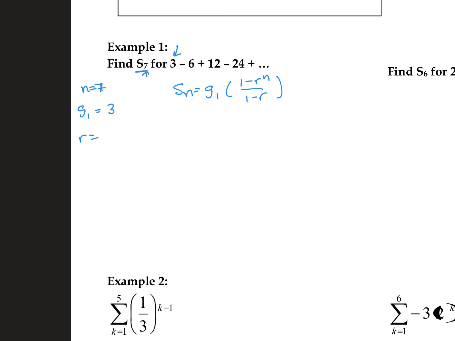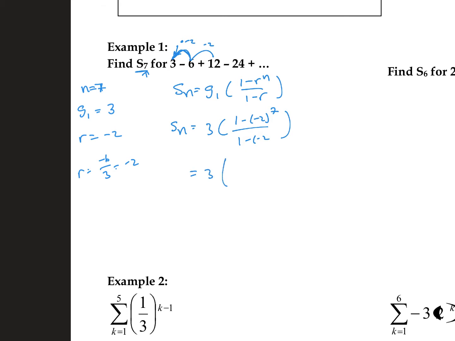And then what am I doing each time? To get from 3 to 6, I'm multiplying it by -2. To get from 6 to 12, -2, so my r is -2. Remember, you could always do -6 over 3, your second term divided by first term, and you get your r as well. So S sub n equals 3 times 1 minus -2 to the 7th power over 1 minus -2.